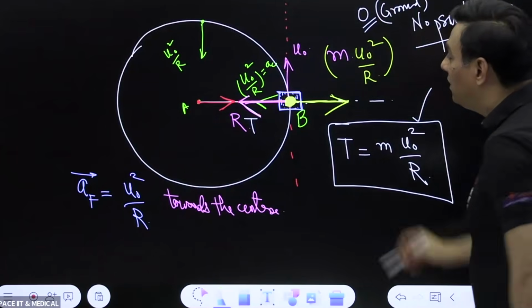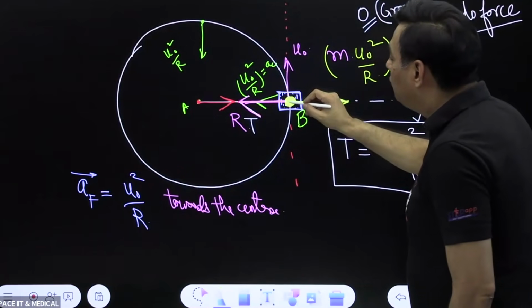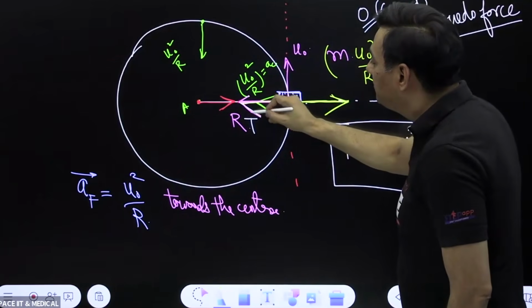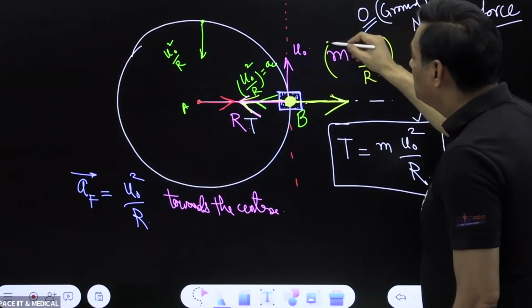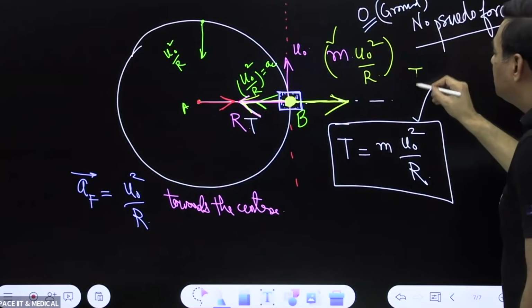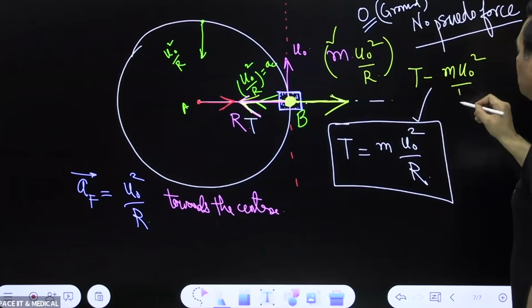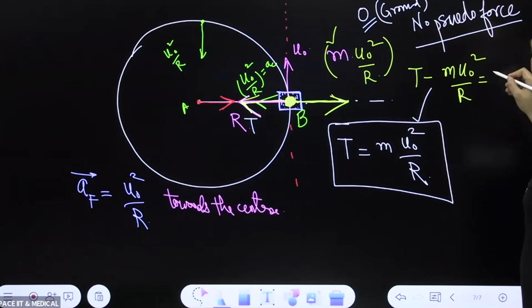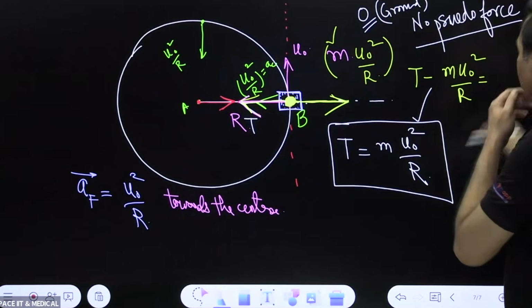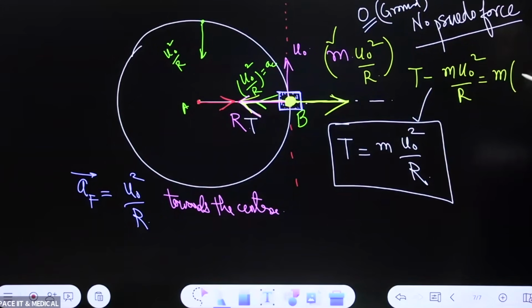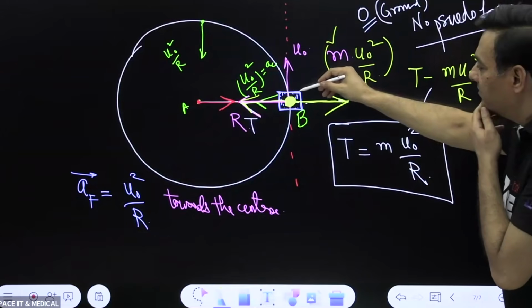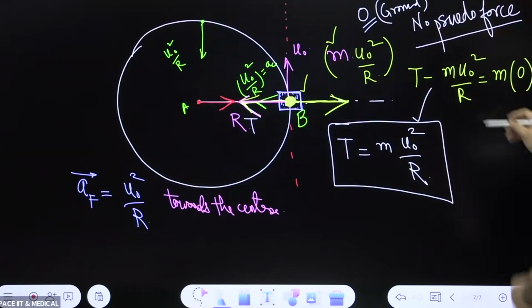So now the equation will be, there are two forces. One is tension, other is pseudo force, and we'll write the equation tension minus pseudo force. We have to write the acceleration of the body in the rotating frame is 0. Mass into acceleration of the body will be 0 in this frame. Now, again, we are getting the correct answer.